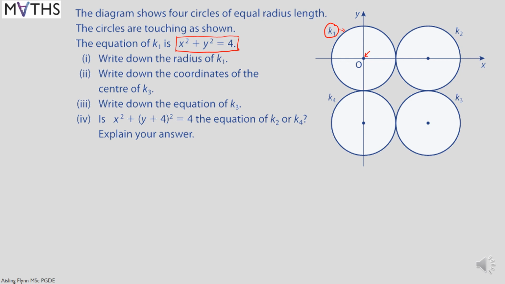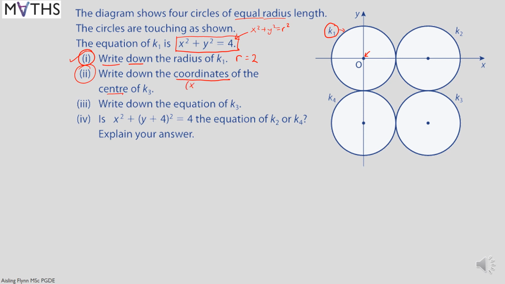Okay, write down the radius of k1 is the first question. Okay, so k1 has radius squared equals 4, because x squared plus y squared equals r squared is the equation of a circle. R squared is 4, so 2 times 2 gives 4, so r is 2, and it said write down, so it should have been pretty obvious. Okay, so the radius of k1 is 2, but so are the radii of all the others, because we were told they were of equal radius. So that's part 1.